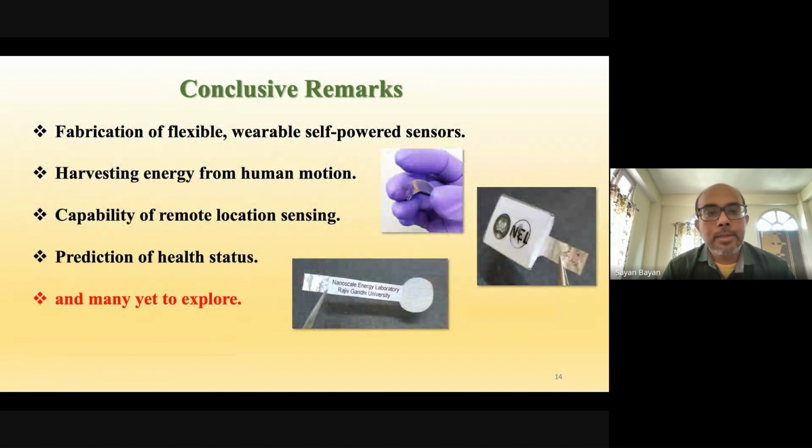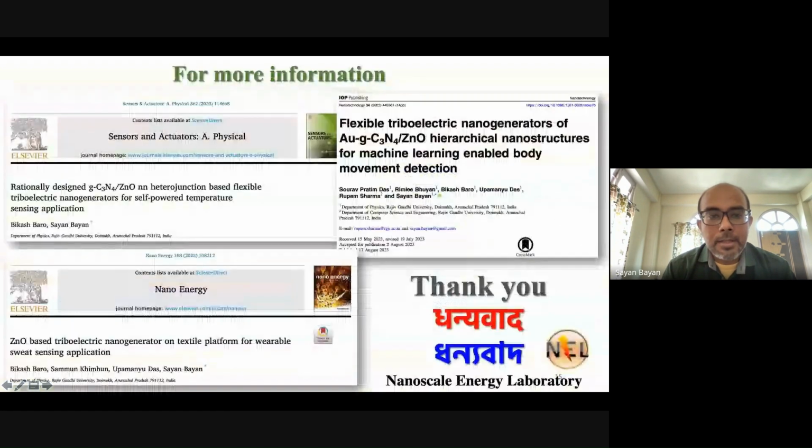So in conclusion, what we can say is, we have fabricated flexible and wearable self-powered sensors, and we have harvested energy from human motion, and we have also shown the capability of remote location sensing, and this can predict different health status of a user, and many more are yet to explore. So these are different sensors which we have developed in our laboratory. This work we have published in several journals, like Sensors and Actuators, Nanotechnology, Nano Energy, which is a high impact journal, with around 17 impact factor.